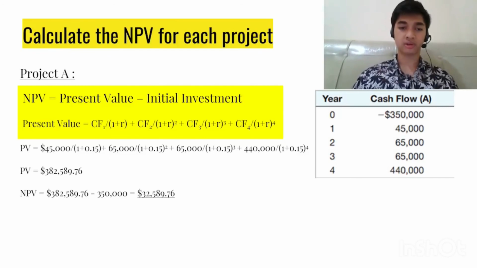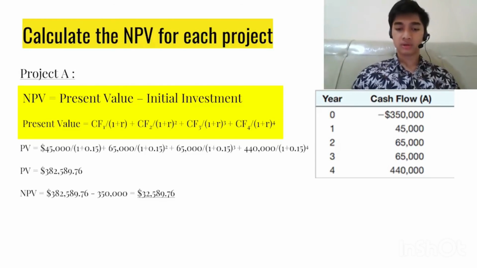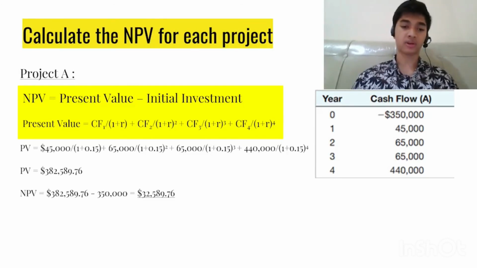$382,589.76. So the NPV is $382,589.76 minus $350,000. So it's $32,589.76.